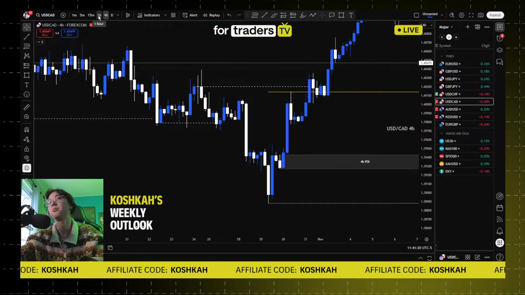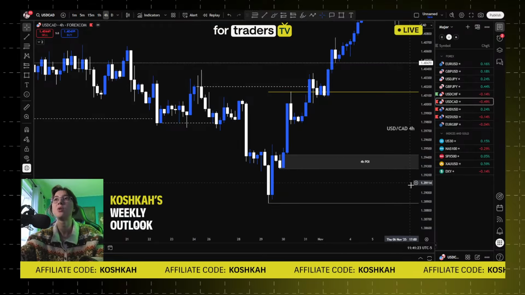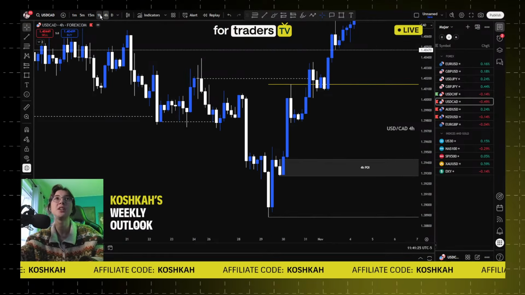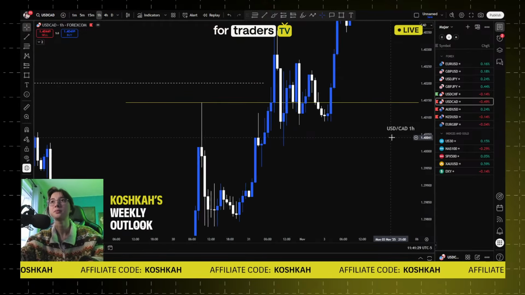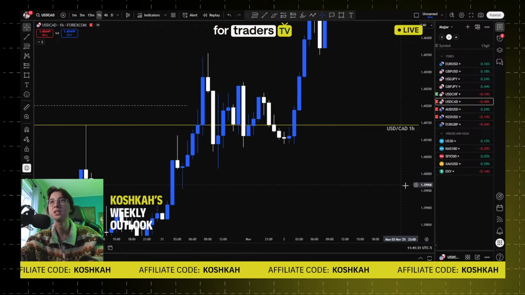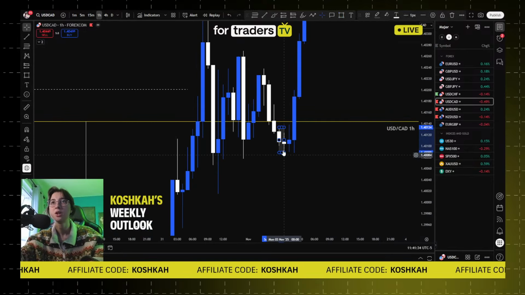So that means that it can be a trap. So we have this 4 hour POY exactly right here and nothing else on the 4 hour. So we can move on into the 1 hour. Right here, not valid because it's not connected to a fair value gap or an imbalance.